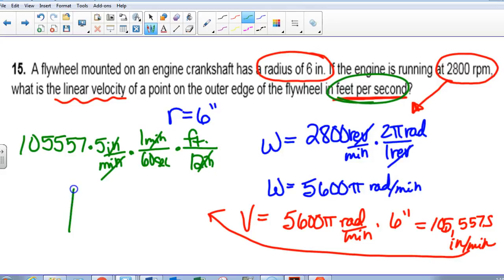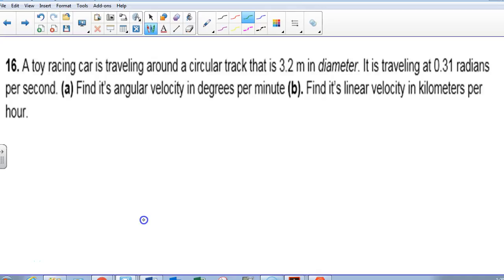$146.6, anybody? Feet per second, just because they hated us and wanted us to convert for fun. All right. One more. Okay. We can do this.